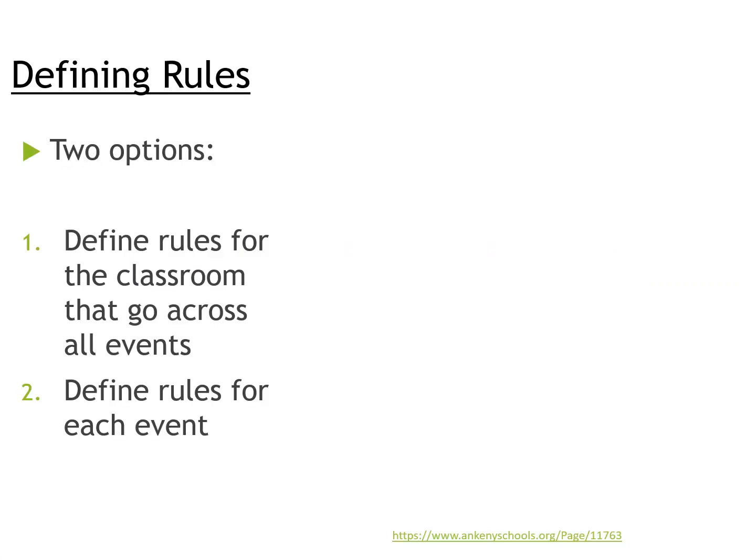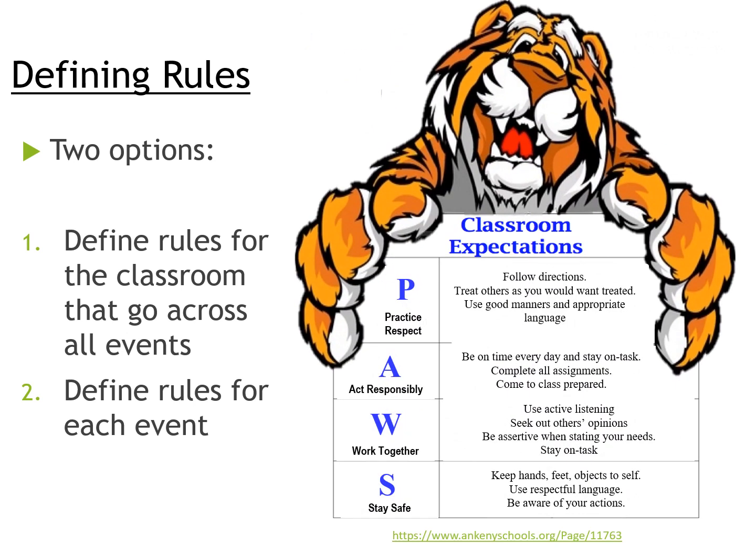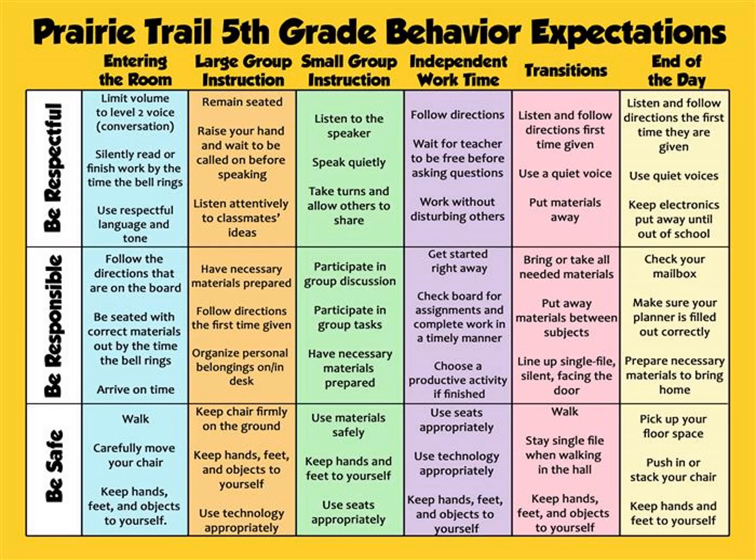So defining the rules. Define rules for the classroom that go across all events, and define rules for each event. It's just an example of some classroom expectations that you can create for your classroom. Here's another example of a 5th grade behavior chart of expectations. And please note you will have access to this presentation so you can go and upload or enlarge the image that you see here.